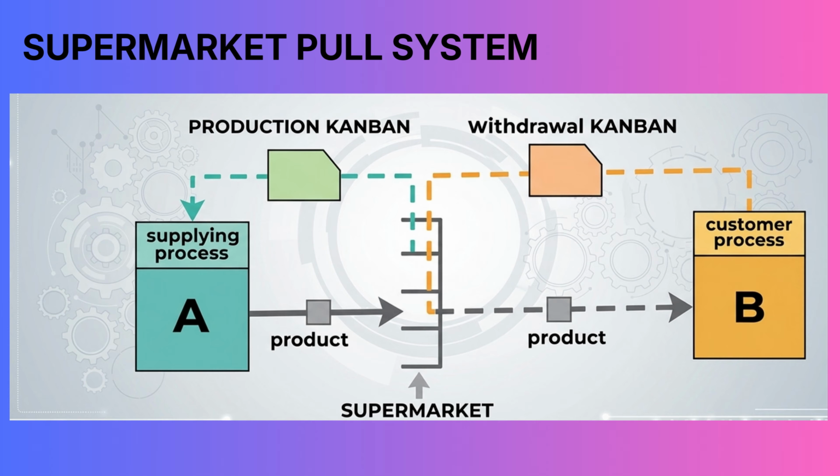Now let's understand the flow. Process B consumes material from the supermarket. A withdrawal signal is generated. Process A produces only the required quantity. The supermarket is replenished. This creates a pull system, not a push system.